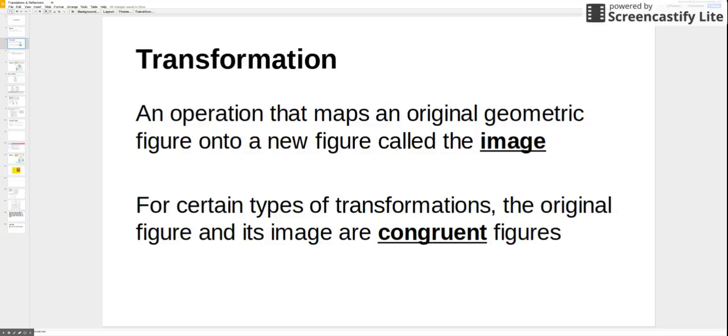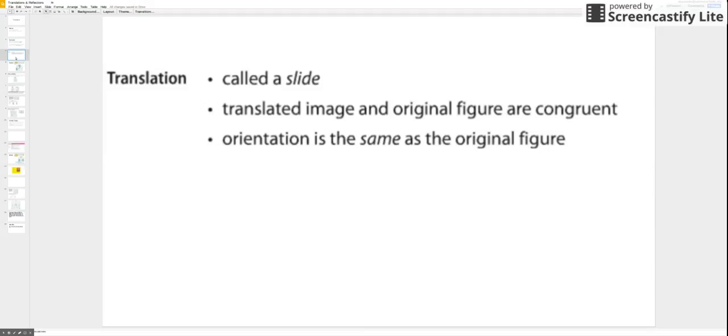A transformation is an operation that maps an original geometric figure onto a new figure called the image. For certain types of transformations, the original figure and its image are congruent figures. A translation, you might know that as a slide.